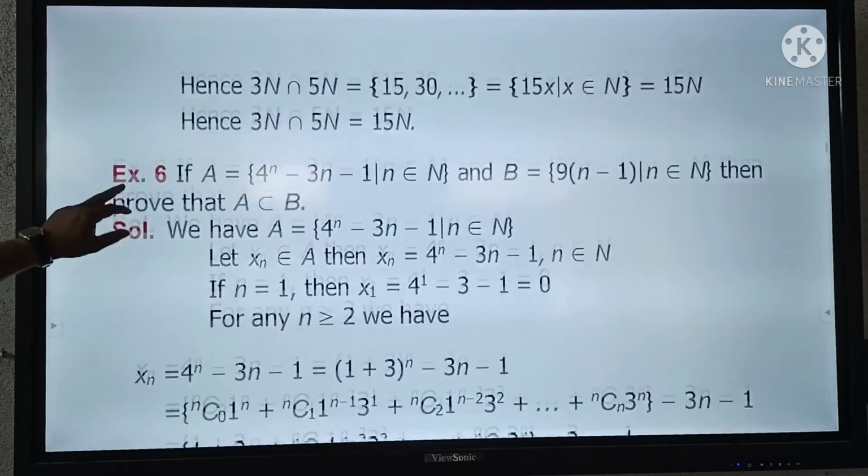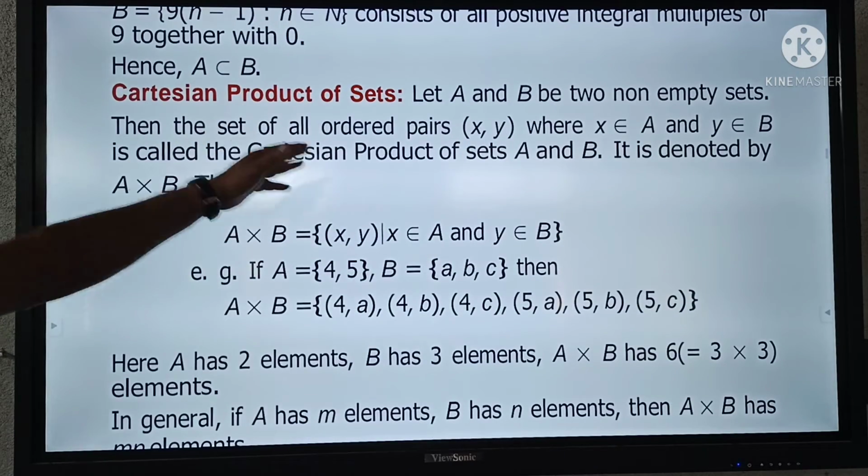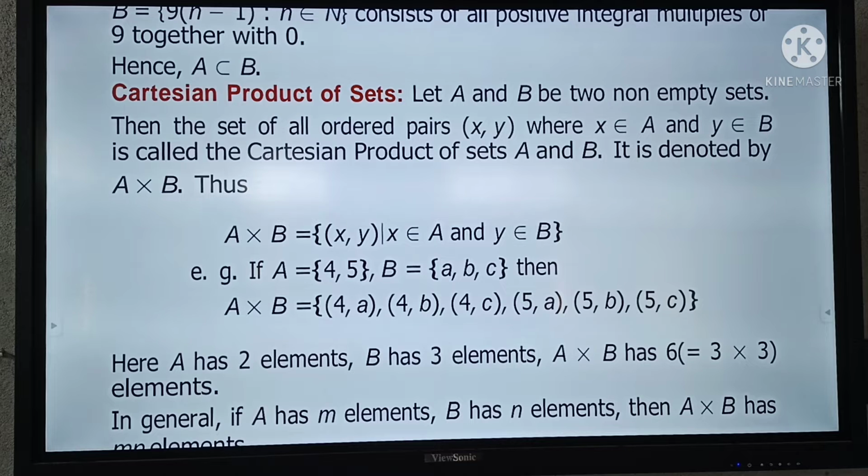So, all these are simple. Cartesian product of the sets. Let A and B be two non-empty sets. Then the set of all ordered pairs (x, y), where x is from A and y is from B, is called the Cartesian product of the sets A and B. It is denoted by A cross B.